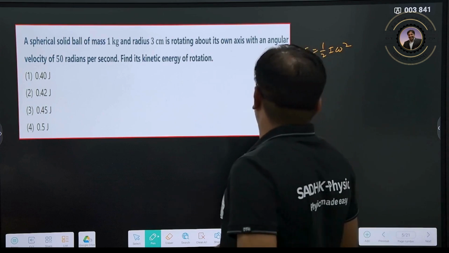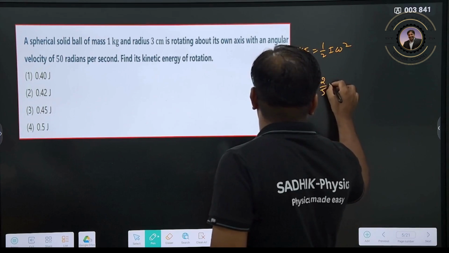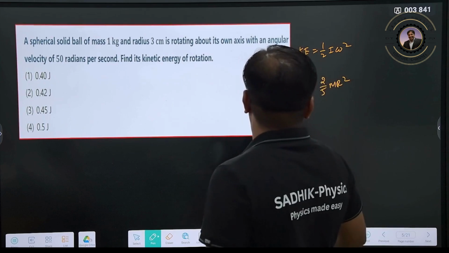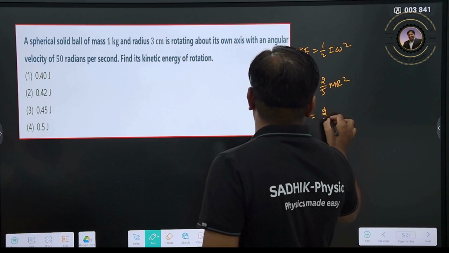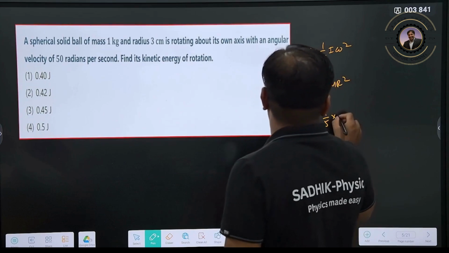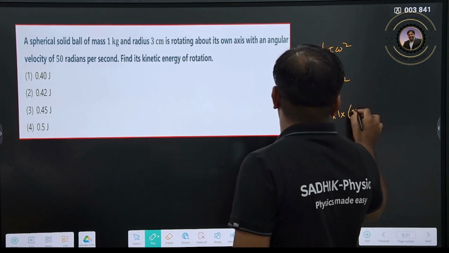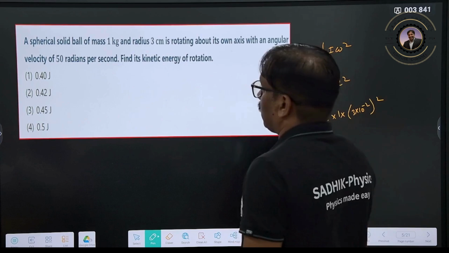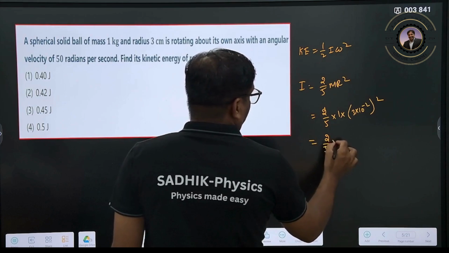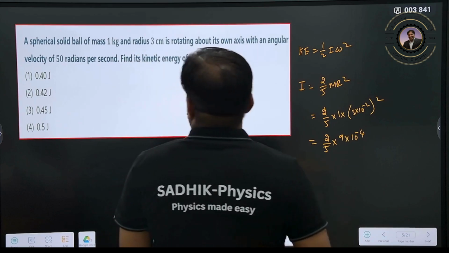Solid sphere, I already taught this one. Therefore, here 2 by 5 MR square will be your moment of inertia of a solid sphere. How much will it be? You can calculate 2 by 5 M. M is nothing but 1 kg, into radius, how much is it? 3 centimeter. So 3 into 10 to the power of minus 2, whole square. Clear? Therefore, 2 by 5 into 9 into 10 to the power of minus 4. So this will be your moment of inertia.